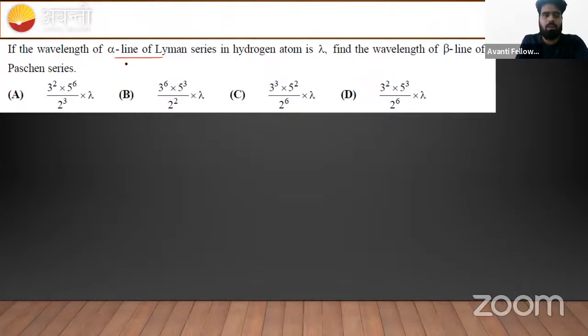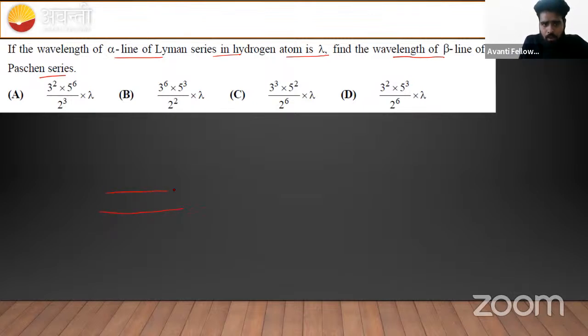It is given here: if the wavelength of the alpha line of the Lyman series in a hydrogen atom is lambda, find the wavelength of the beta line in the Paschen series. How can we solve such a type of problem? We can say, what is the concept of the alpha line?